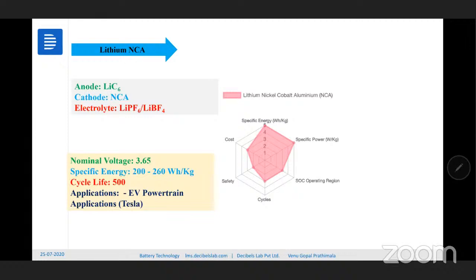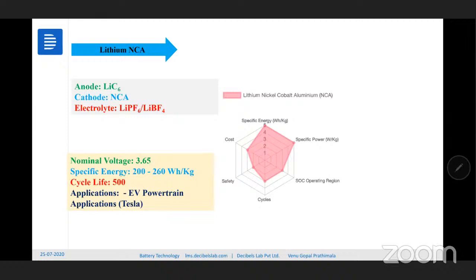The next one is nickel cobalt aluminium. It is very similar to NMC, there's not much of a change. The main aim is to increase performance by combining different elements. Here we use nickel and cobalt, and instead of manganese we use aluminium. Adding aluminium gives greater stability to the structure of the cell. Of course, we have seen that adding nickel gives more specific energy. And this cell also has high specific power.